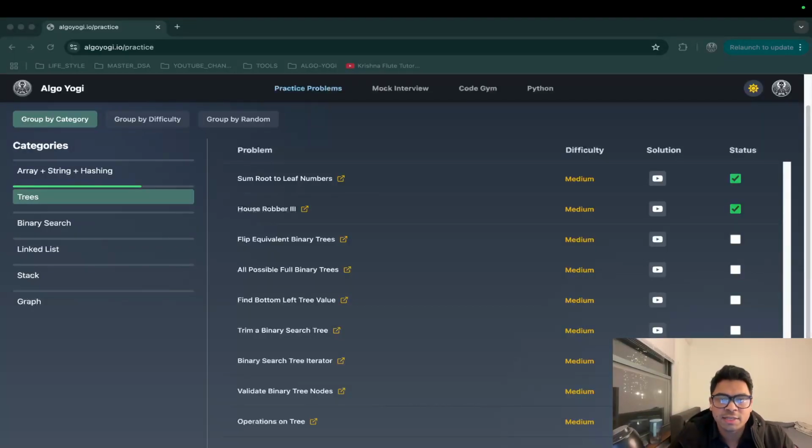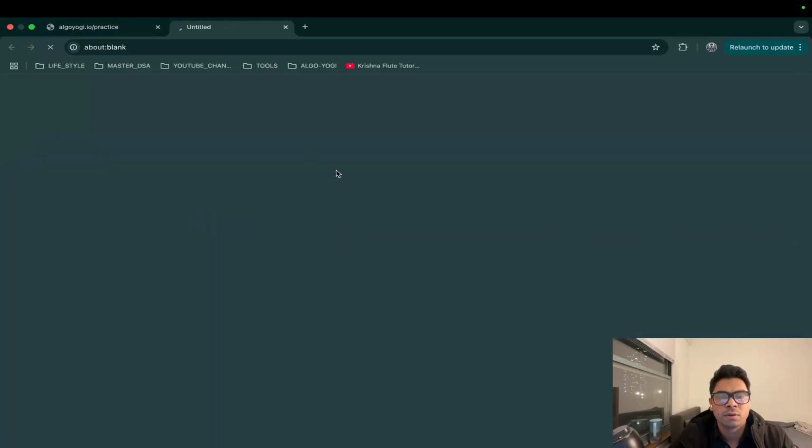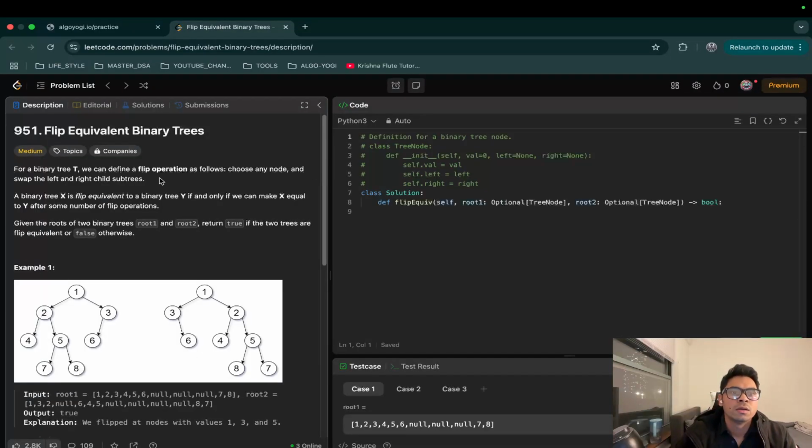We are doing the tree series right now. Our next problem in the list is Flip Equivalent Binary Trees. Let's visit the problem on LeetCode.